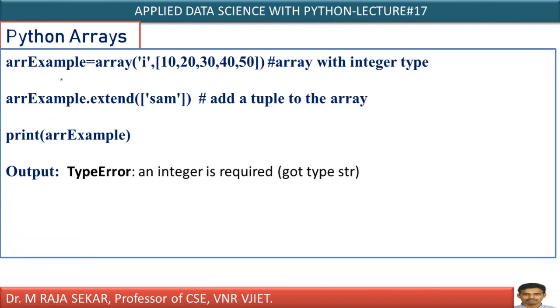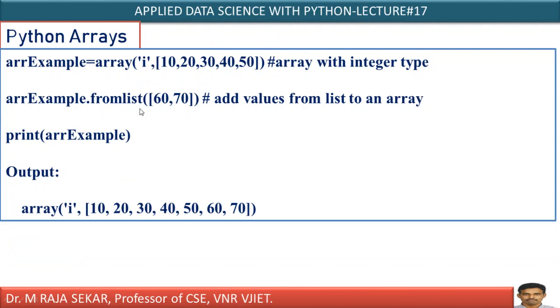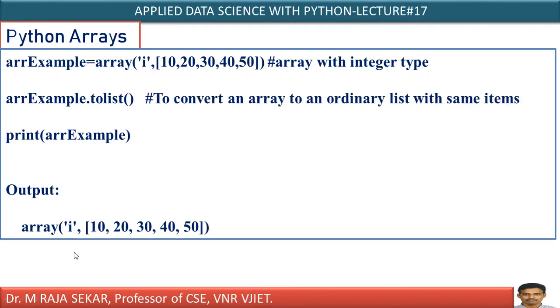Anyway, array example, I have an array here. For that I am trying to extend, I am trying to add Sam with the help of the extend function, but I cannot add. Why? Because Sam is a string, and this is an integer array. By definition, array is a homogeneous data structure. Therefore, it will generate an error known as type error. From list is a function. Add values from list to array means from list to array you can add values by using this particular function. 60, 70 will be added to this particular array. If you display elements, all the elements will get displayed, isn't it? That you can understand. To list converts an array to an ordinary list.